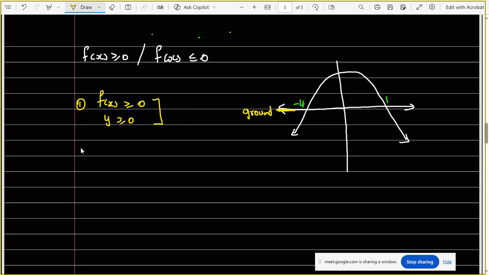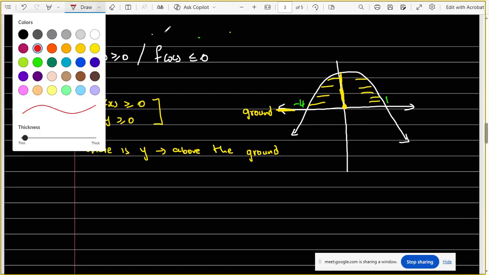So where they're asking you, where is the y above the x-axis, the ground? Where do we have the positive y values? From this point, going all the way up, we have positive y values. You understand? All these values on that graph will have positive y values. So you're going to indicate on the graph where this graph is above the ground.